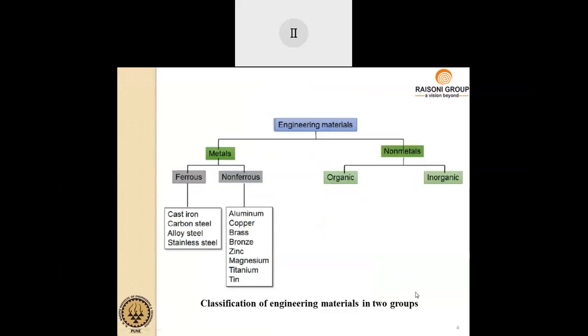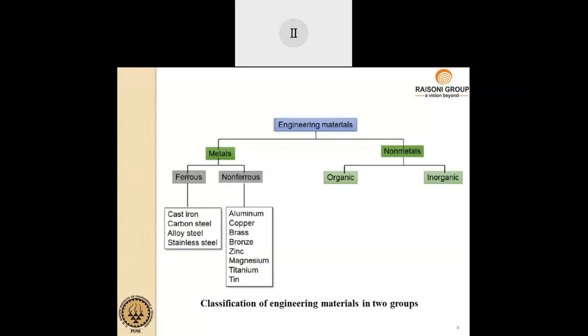We can also classify engineering materials in a different way. Here we classify them in two categories: one is metals, another is non-metals. In metals we have ferrous and non-ferrous, and different examples are given. In non-metals we have organic non-metals and inorganic non-metals. This is another way we can classify our engineering materials.